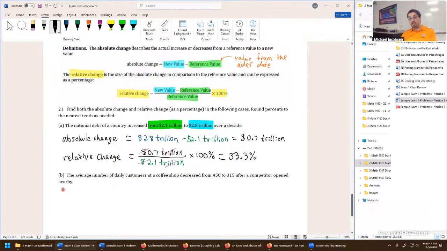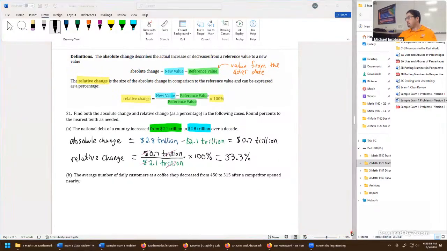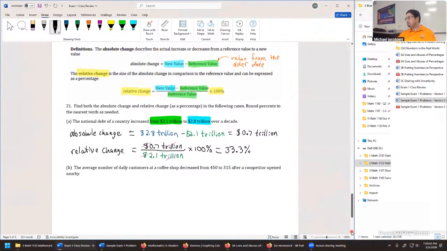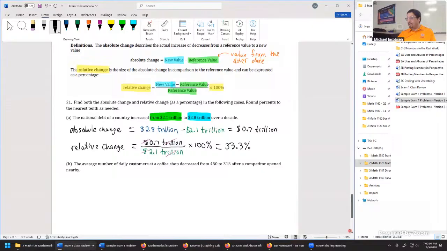It looks like part B is just a different scenario, but same kind of formula. Well, any questions with this one so far? Okay, we might as well do part B now that's on paper. It'd be weird to leave it hanging.